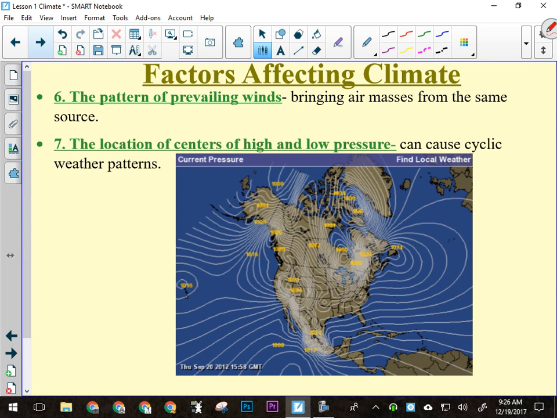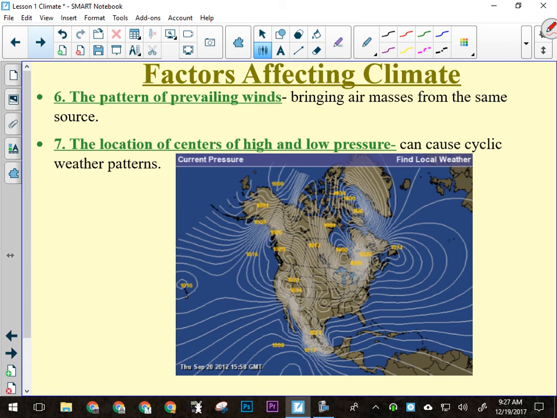Okay, patterns of prevailing winds. Where does your wind typically come from? If it typically comes from the same place, it's going to typically bring you the same kind of weather. Case in point, where we live. The wind typically comes from the southwest, and when it does, it typically brings the same kind of weather.